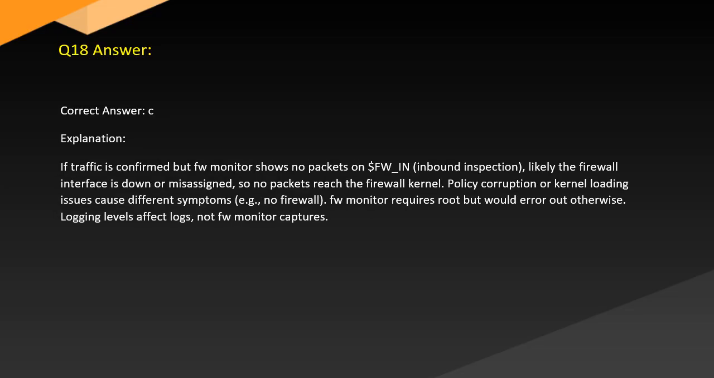Answer. Correct answer: C. Explanation. If traffic is confirmed but FWUnit shows no packets on FWUnit inbound inspection, likely the firewall interface is down or misassigned, so no packets reach the firewall kernel. Policy corruption or kernel loading issues cause different symptoms, e.g. no firewall. FWUnit requires root but would error out otherwise. Logging levels affect log and FWUnit captures.